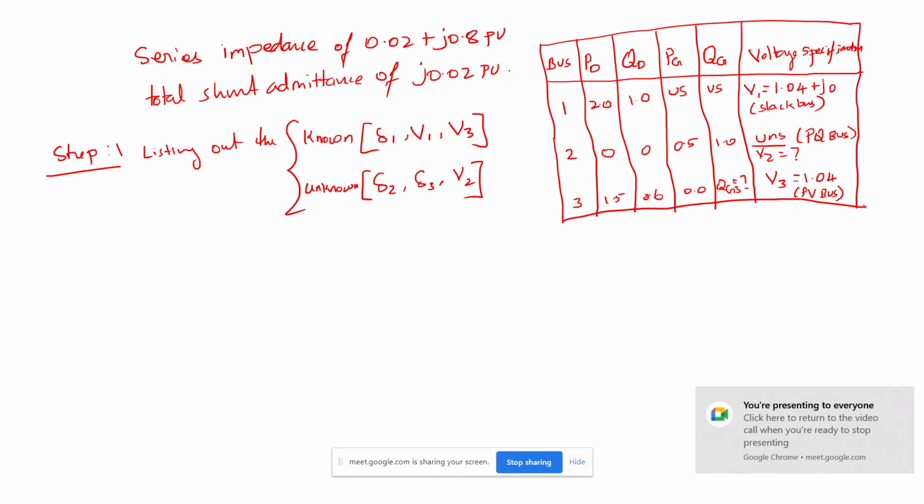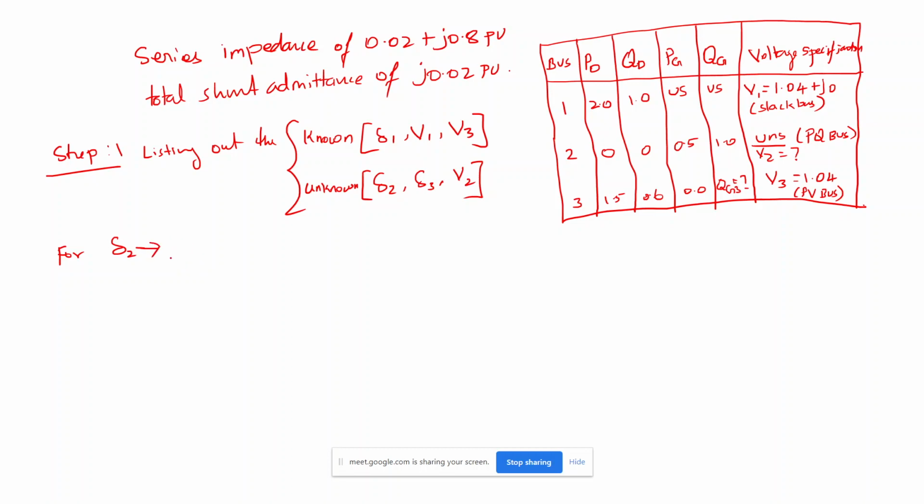Okay. So from this we can write what are the corresponding power flow equations. For the unknown del 2, what is the corresponding power flow equation? Someone tell me. In the last problem also we have seen. What is the corresponding equation for del 2? From the P2 equation we can find out del 2. So this is the corresponding power flow equation.